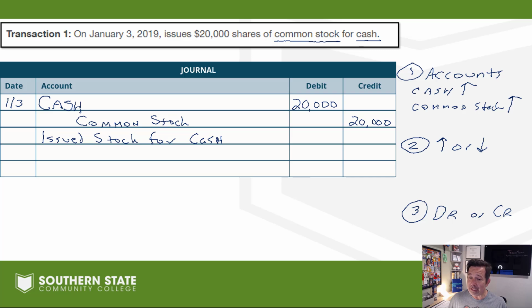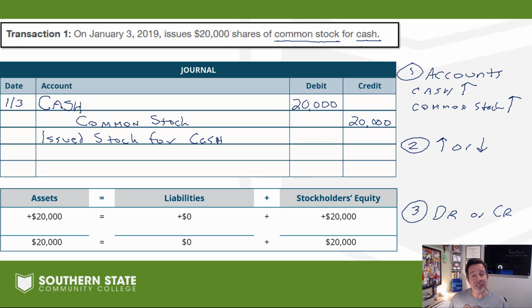I only need one date. I didn't put 1/3 on every line. Don't need to do that. I need one date. So, the impact on the accounting equation: assets go up $20,000. Equity goes up $20,000.